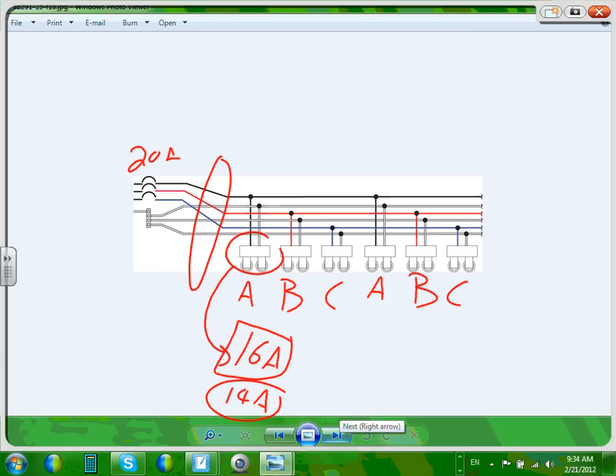Any comments, guys? Any questions? Comments, questions about that? Okay, recess. I want to remind you guys, fixtures can be surface mounted, recessed, suspended, and all this good stuff that you can do.